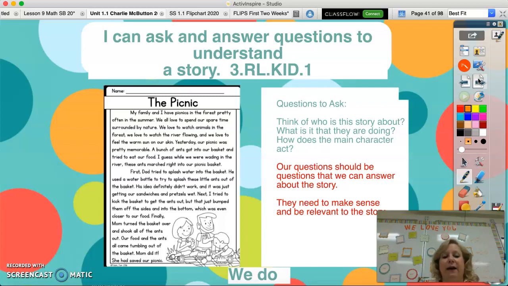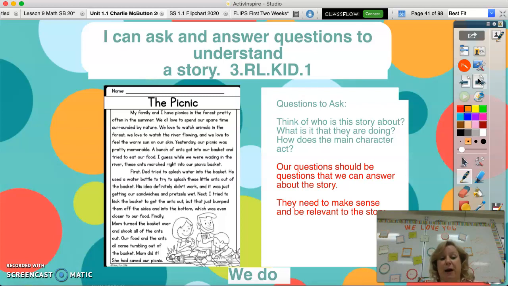So in The Picnic, I can't say, well, what is a picnic? I already know what a picnic is, and I know that this family is on a picnic. So you want to think about, as you read this, why were the ants in the basket? How do you think they're going to solve the problem of the ants being in the basket? And that's what we're going to do all throughout third grade, is be questioning as we read. And that is going to be our lesson for today and this week.